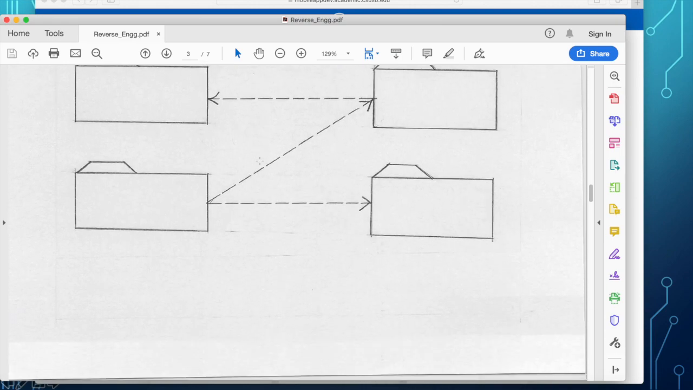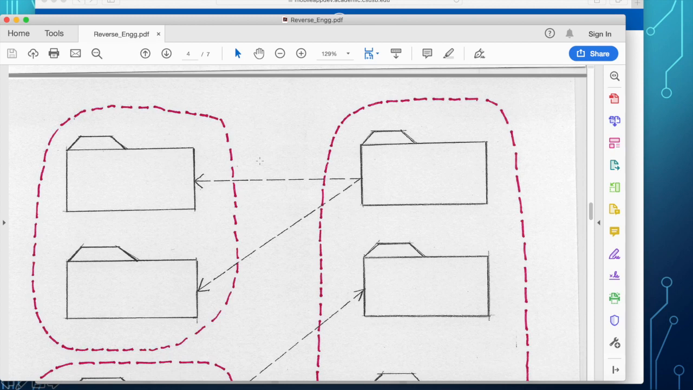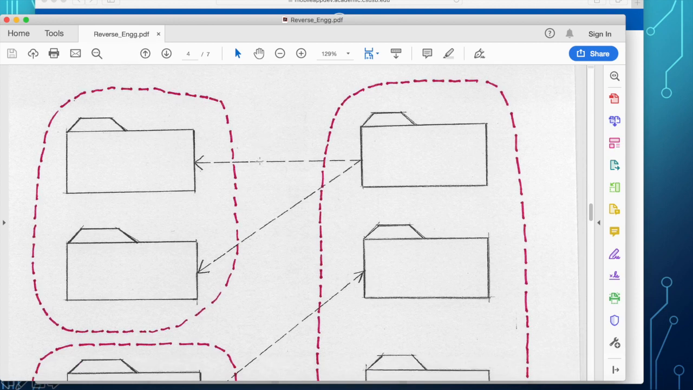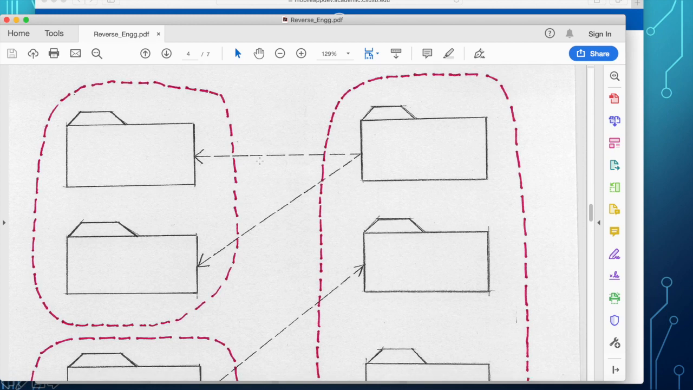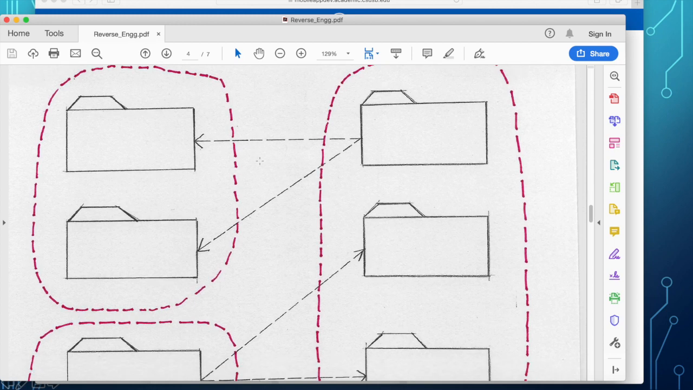So you do that, and then afterwards, I said you group the packages into groups of packages, again applying the principle of cohesion. If the packages have strong cohesion, then group them in a particular group.